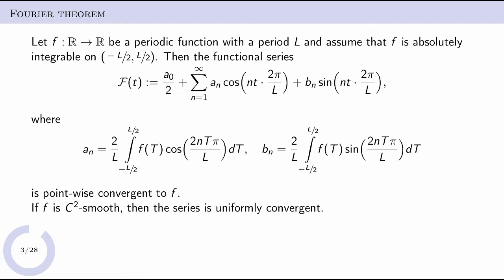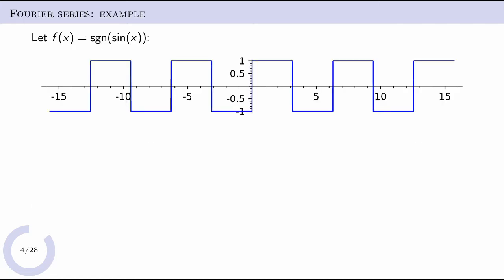If we in addition assume that f is C2 smooth, so it is continuous, it's differentiable, its first and second derivatives are continuous as well, then this convergence is uniform. We'll observe how it works on a simple example.